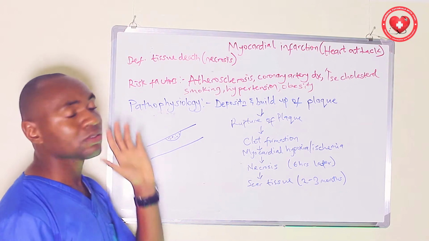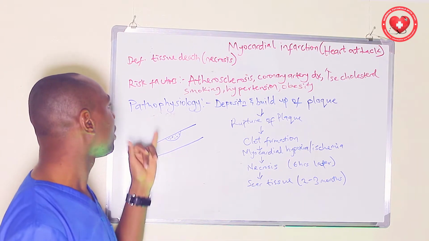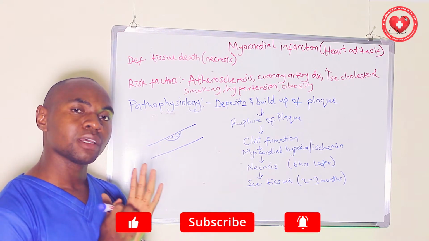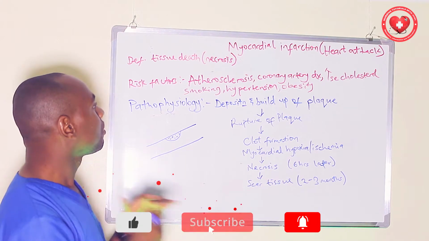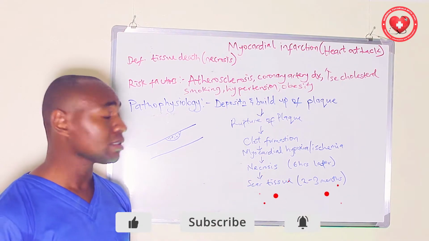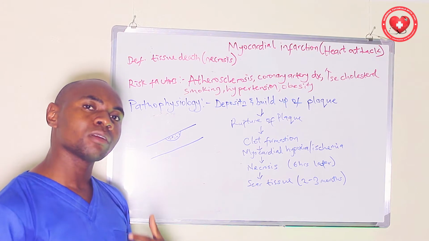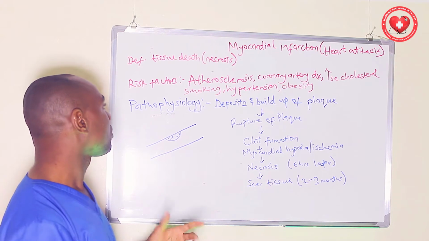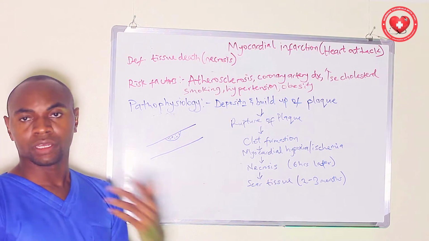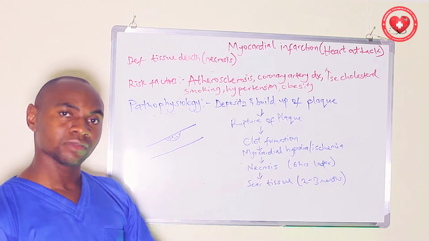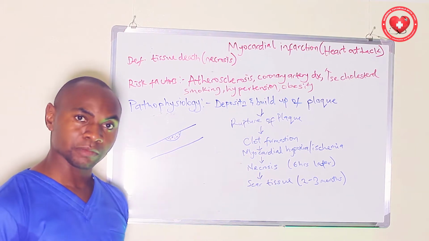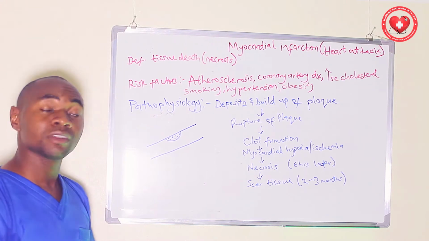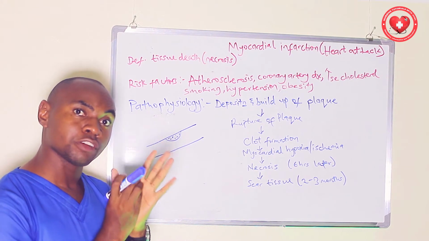Now, what are the risk factors that trigger this condition? We have atherosclerosis, meaning fat deposition at the coronary artery. We also have coronary artery diseases. An increase in the blood level of cholesterol could also trigger it. Smoking, hypertensive disorder, and obesity. Obesity is where there's excess fat in the body, and some of this fat could go and lodge at the coronary artery.